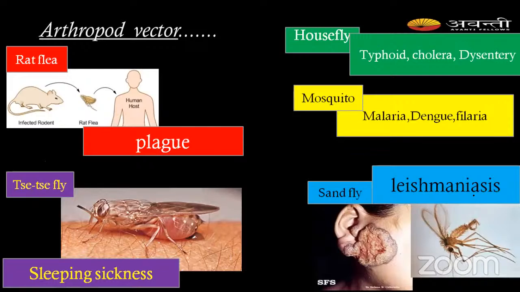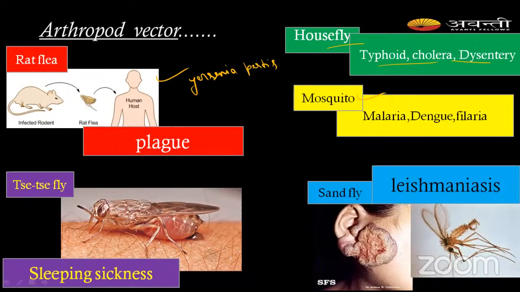See here, the vector-borne method. We have the rat. We know that plague is spread by the rat, right? Not the rat itself, in the rat there is a rat flea. That rat flea is going to carry the bacteria, and through that you are going to get the disease. So that is the plague. Here the bacterial name is Yersinia pestis. Here you can see, housefly causes typhoid, cholera, and dysentery.